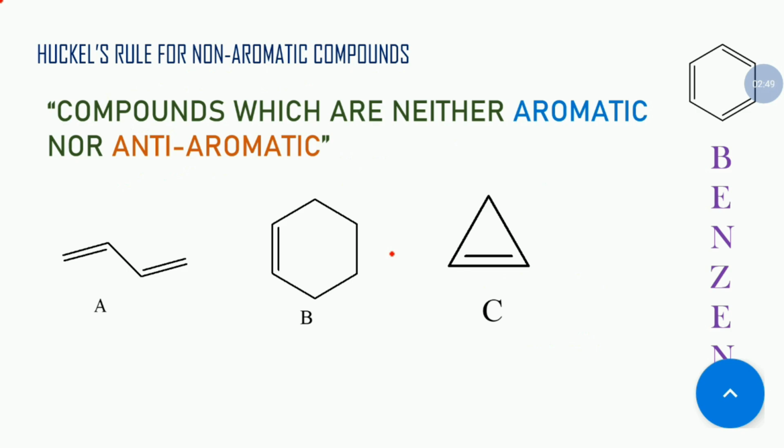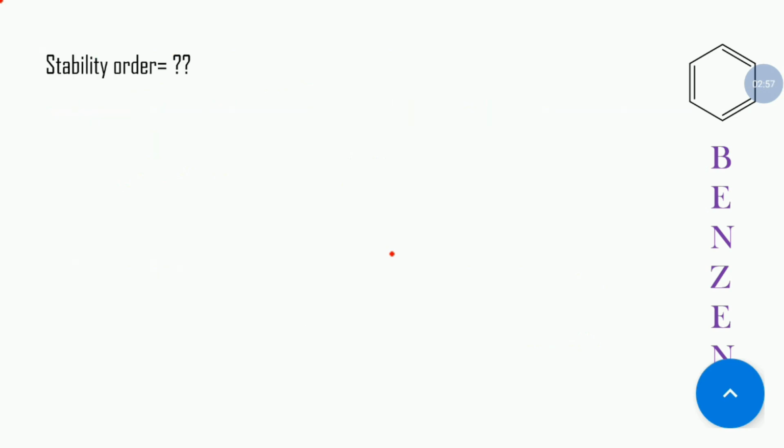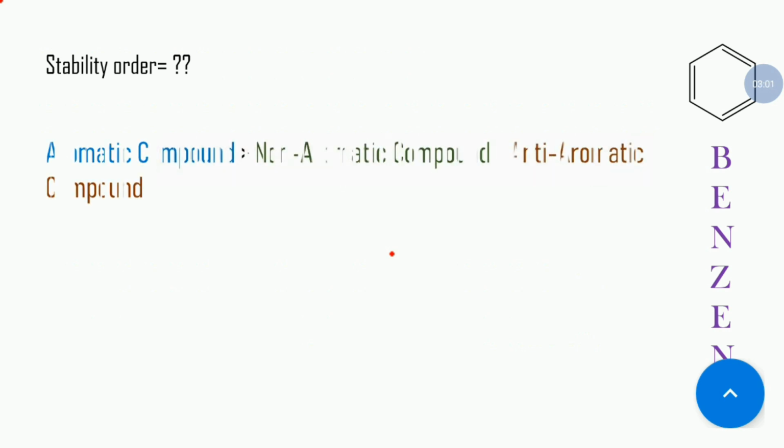Now, a very important part: arrange the stability order. What is the stability order? Aromatic compound is the most stable, then non-aromatic compound, then anti-aromatic compound. Anti-aromatic compound is the least stable, or you can say it's a very unstable compound.